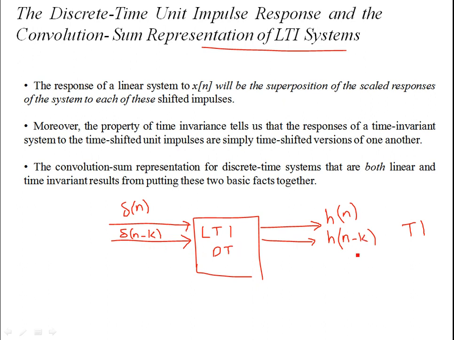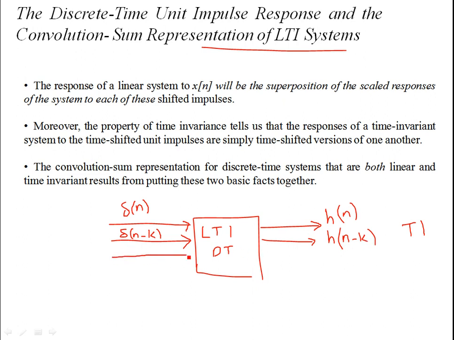If this was not the case, then it could be n comma k, but not n minus k. It could be something else. Then it won't be time invariant, it will be a time varying system. So because of time invariance, the number of samples by which the input is delayed, the output is delayed by the same number of samples. So this is time invariance.